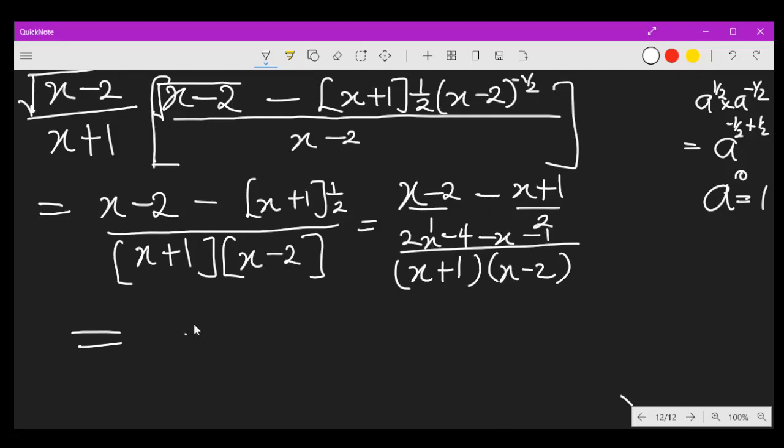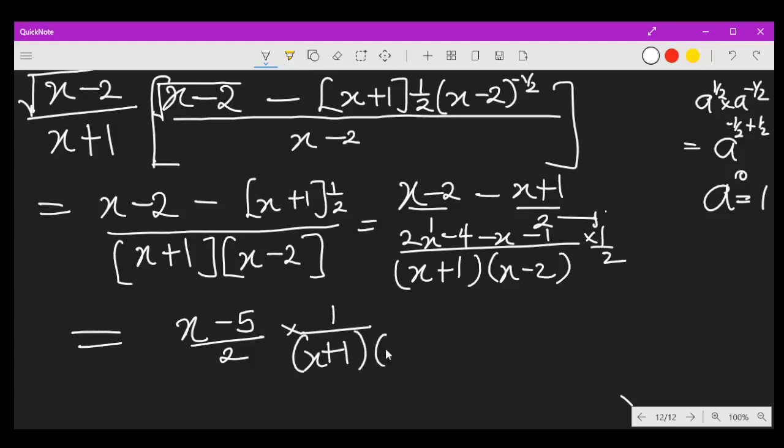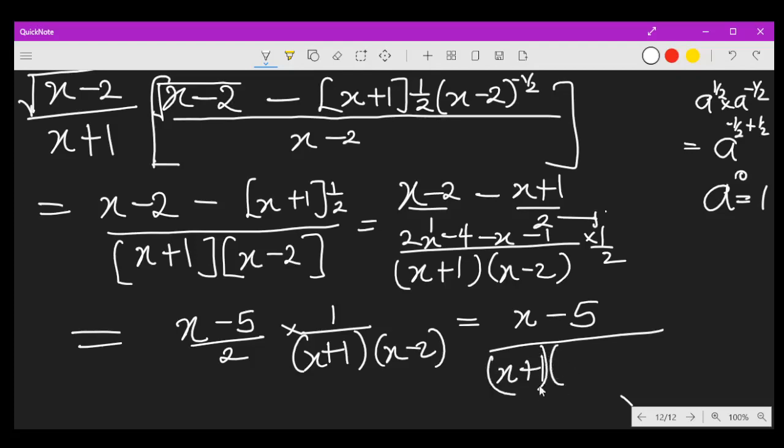So you now see that 2x minus x will give us x, minus 5, over 2 times, because by the time I'm trying to find the LCM, we still remain with 1 over 2 here. So therefore we have 1 over x plus 1 onto x minus 2. So the final answer is x minus 5 over x plus 1 onto x minus 2. So these two will now be here. So this is the final answer.